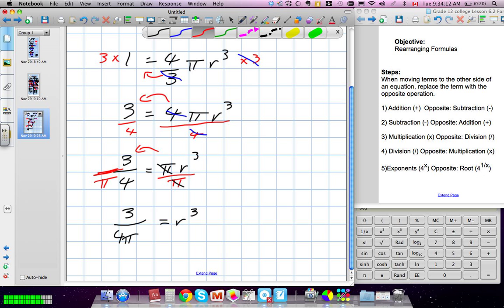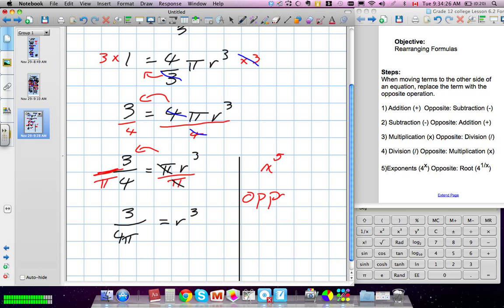So let's say we had x to the power of 5. This will be our side calculation. X to the power of 5. The opposite of this can be represented 2 ways. It can be represented as x to the power of 1 over 5. We're going to get into that later. Which is also equal to the 5th root of x.